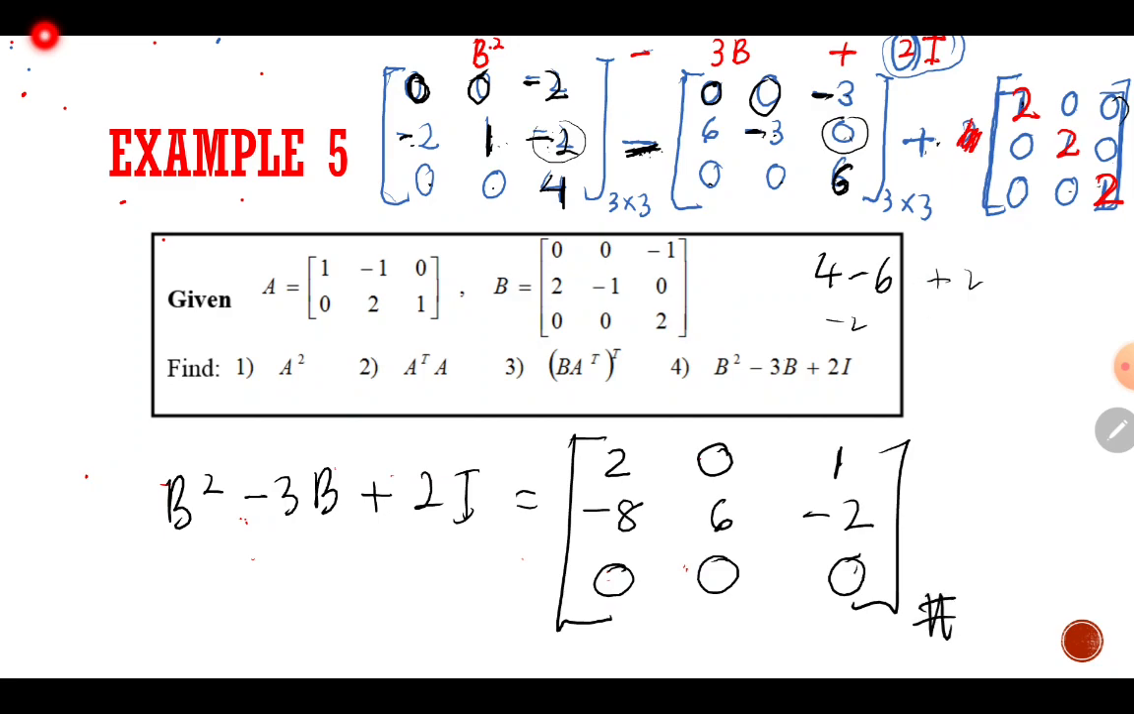So this is the final answer for question number 4. Remember, number 3 you are to solve on your own and submit at Classwork submission on e-learn. Okay, that's it for our first part of the lecture for today's asynchronous lecture.